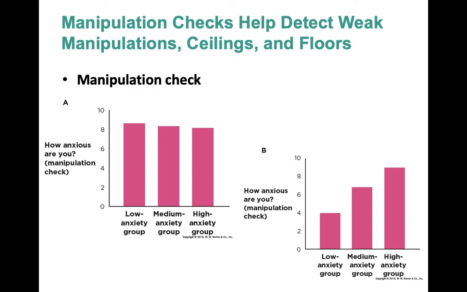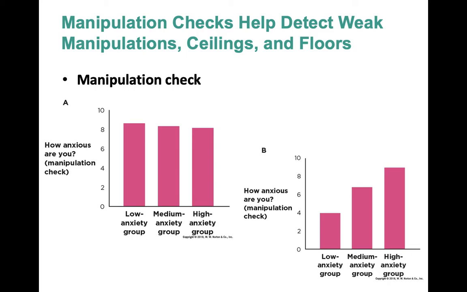And that could be the case because, let's just say the researcher told the participants in each of the groups that they're going to receive an electric shock, and that was the manipulation of anxiety. And so the low anxiety group was told to expect a 10-volt shock, medium anxiety, 50-volt shock, and high anxiety, 100-volt shock. And that's how they operationalize low, medium, and high.